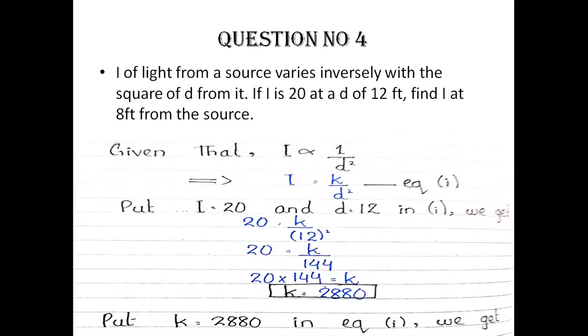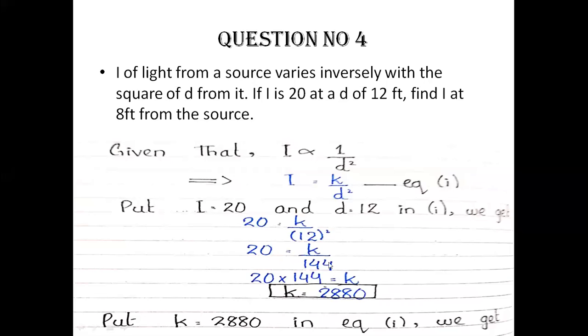So as you can see over here, intensity of light is inversely proportional to the square of the distance. This is how inverse relationship is represented in mathematics. We are going to use the constant of variation: I is equal to k upon d squared. So this is our equation number 1. Now putting the value of I as 20 over here, and d, the value of distance, is 12 feet. So putting I is equal to 20 and d is equal to 12 in equation number 1, we get 20 is equal to k upon 12 squared. So squaring 12 we get 144.